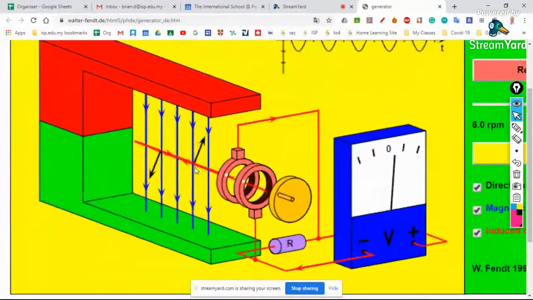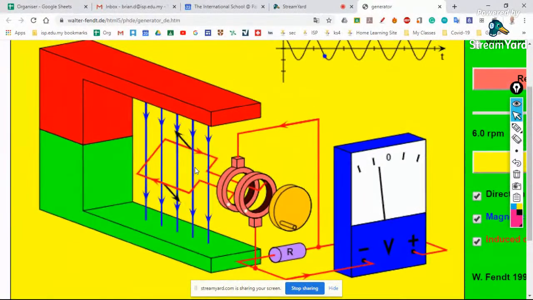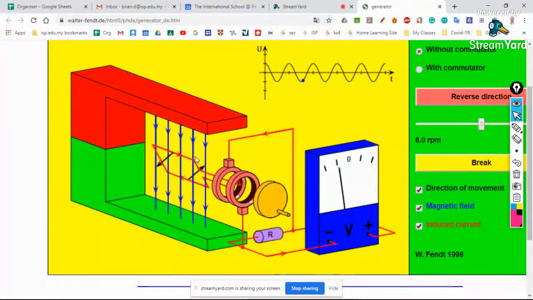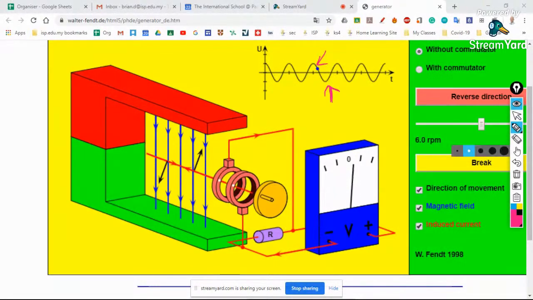Okay, so you can see here, here's a very simple generator. And what I like is this is showing at the top here, you can see the graph. So you can see this blue dot moving along the graph as this thing is spinning. And just notice over here, it's showing the voltmeter. And just notice it's going one way, positive, and then it's going the other way, negative. And all that means is the current is flowing one way, then it's flowing the other way. Then it's flowing one way, then it's flowing the other way.